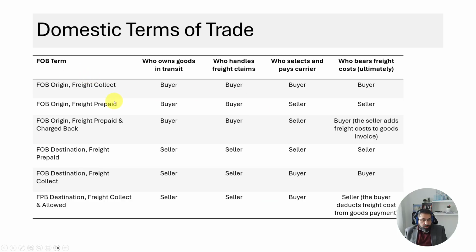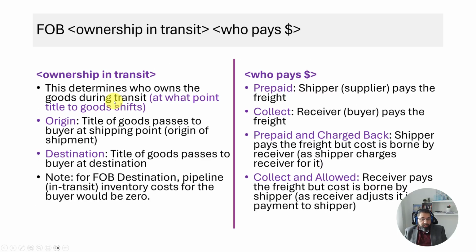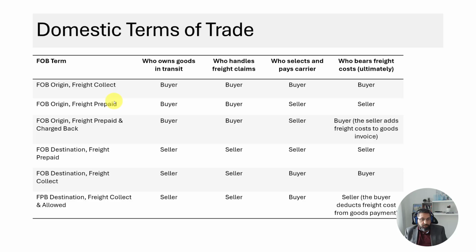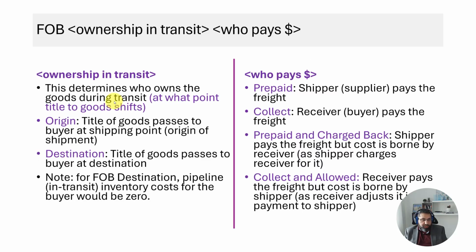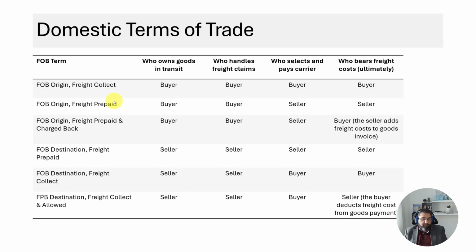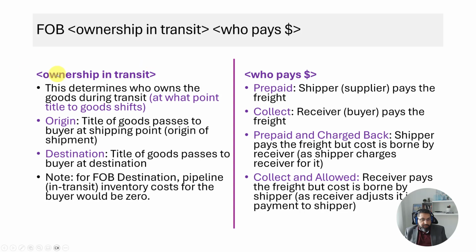And so this is the cheat sheet to understand this table. A lot of books will give you this table, but nobody gives you this cheat sheet. Once you understand this cheat sheet, you can just create this table from memory. All you have to remember is origin means the title of the goods passes to the buyer at the shipping point. So buyer owns goods in transit. Destination means seller will own the goods in transit.